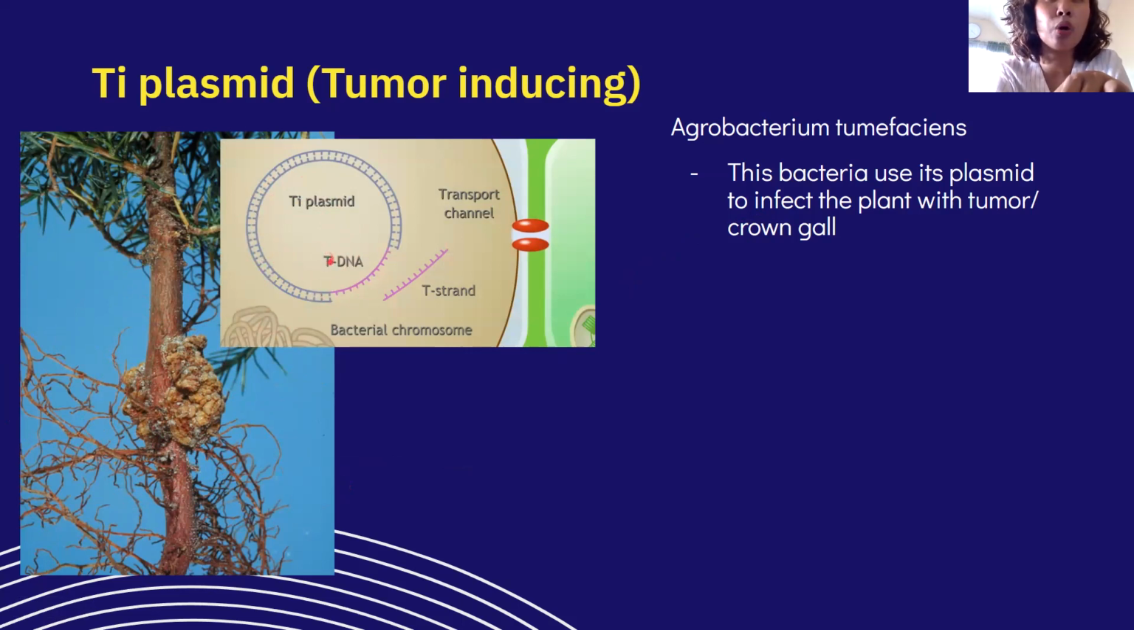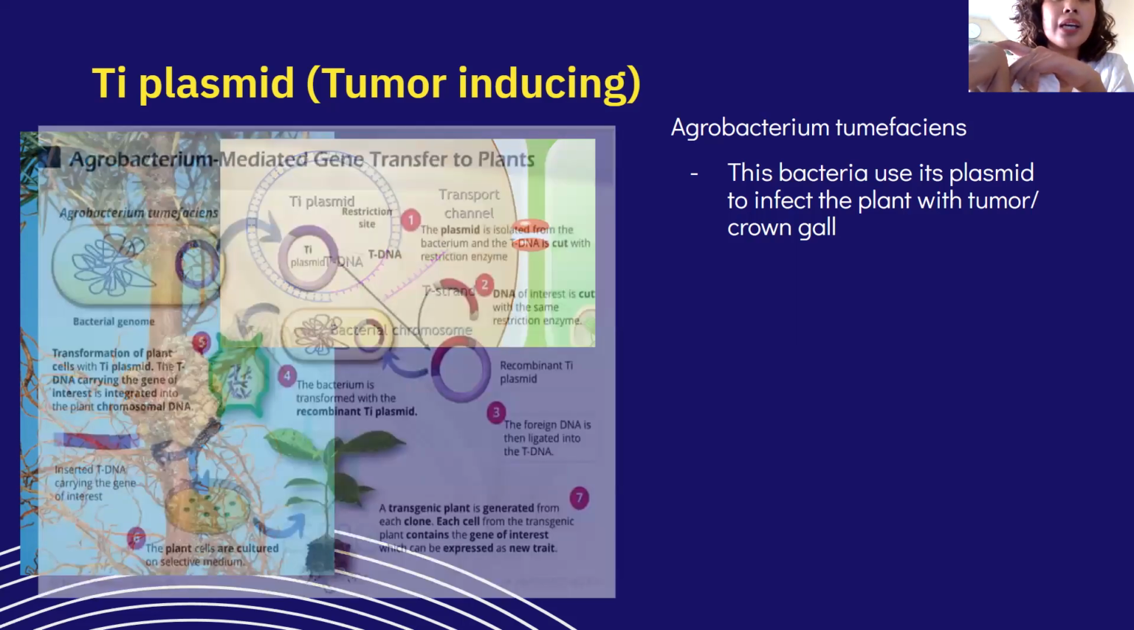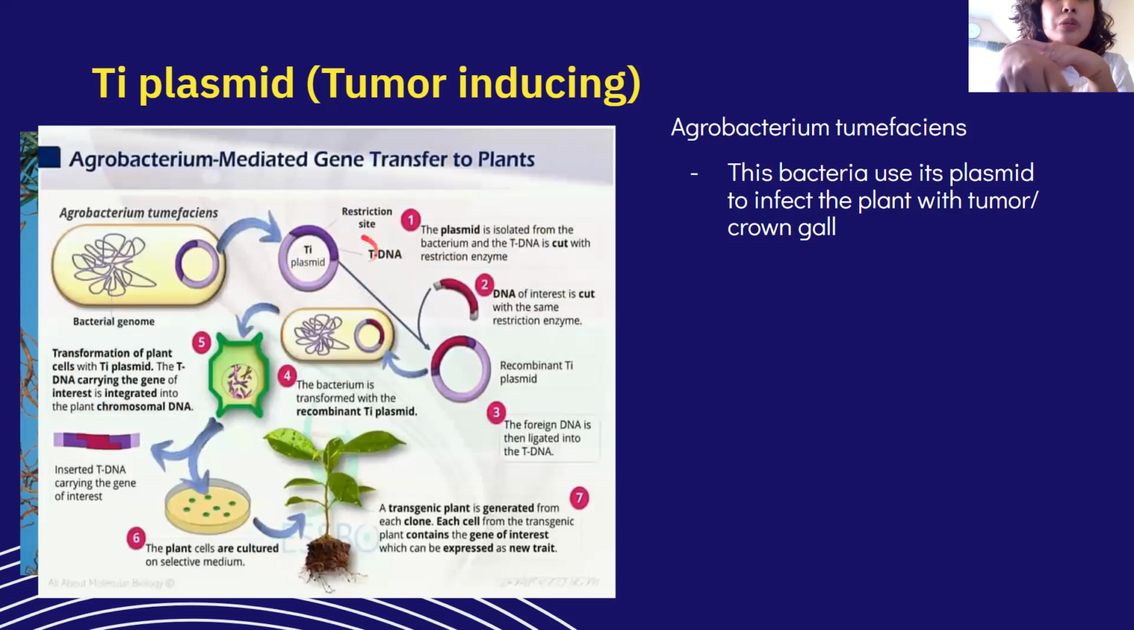It has a transfer DNA or T-DNA. So this is removable from our Ti plasmid and it could enter the plant cell. So this portion of the Ti plasmid, this T-DNA or T strand, is the one that enters your plant cell and causes the tumor. So that's what the scientists also did. They got a Ti plasmid. They could edit the T-DNA if they want to insert a gene of interest.